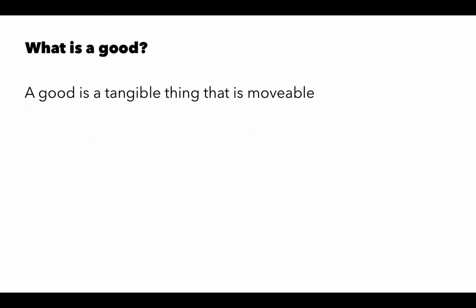What is a good? Well, a good is a tangible thing that is movable. And tangible property is personal property that has inherent physical value. There is a value to this item. It can be moved from place to place. If it's attached to real property, it can be severed from the real property without doing harm to either the land or the severed personal property. So a good is personal property.